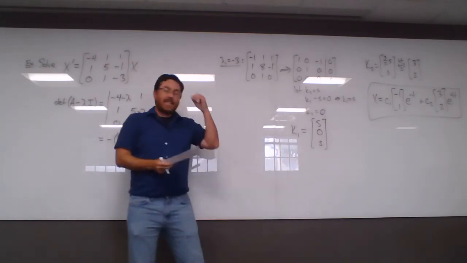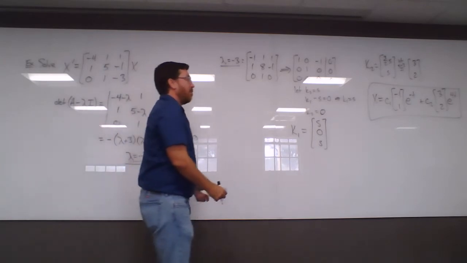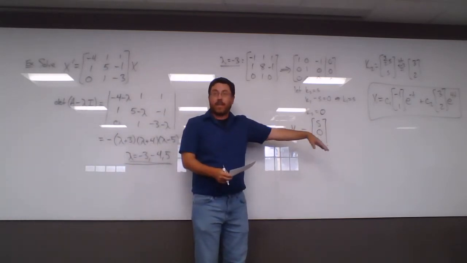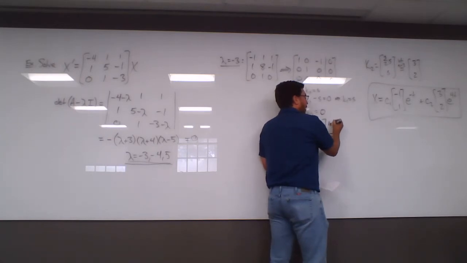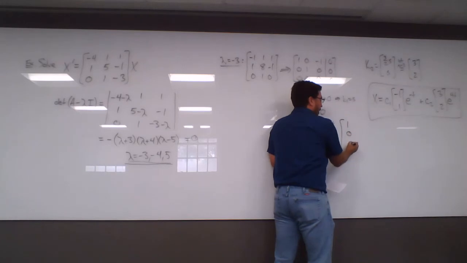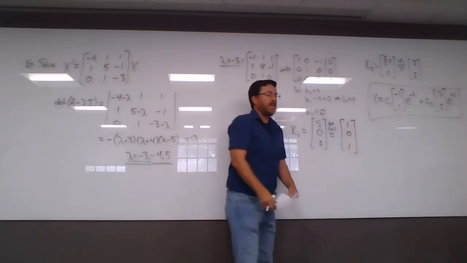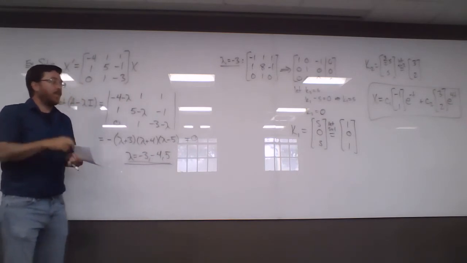So I have an S, 0, S. I can pick S to be anything. I'm just going to say anything except zero in this case, can't end up with a zero vector there. I'm just going to say one. So we end up with the associated eigenvector 1, 0, 1.